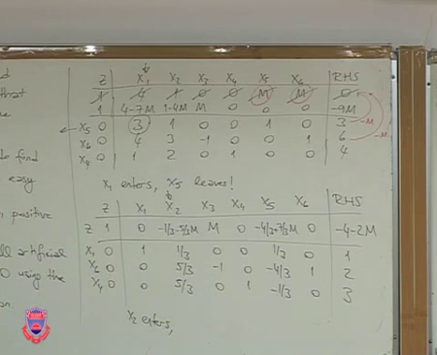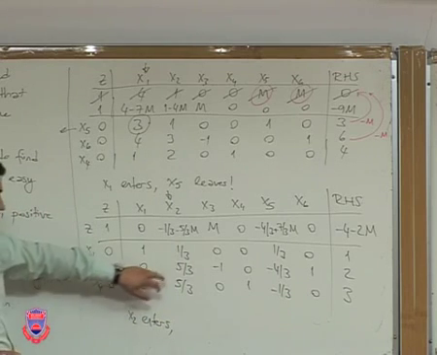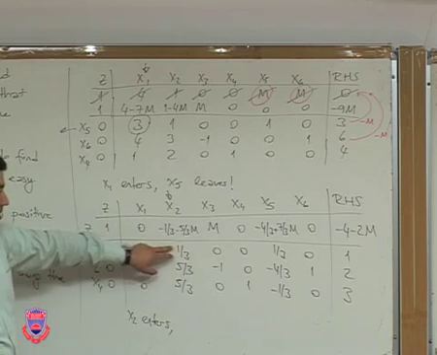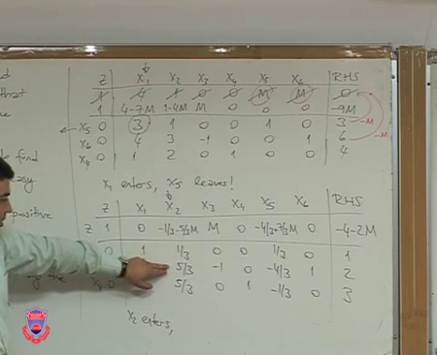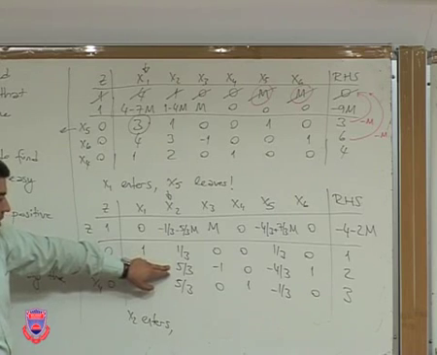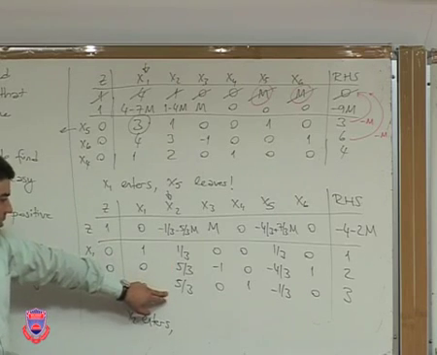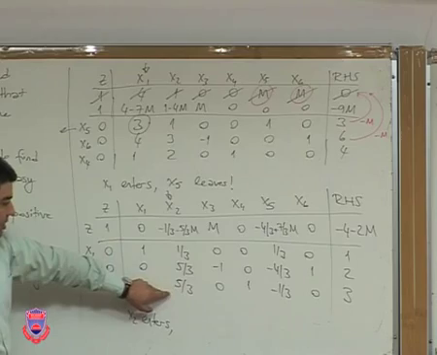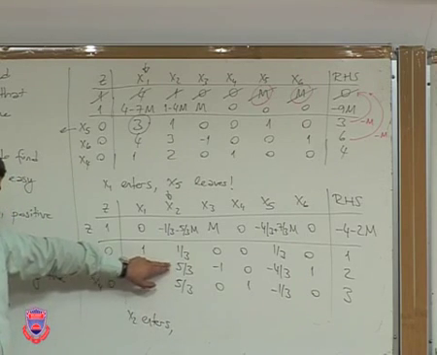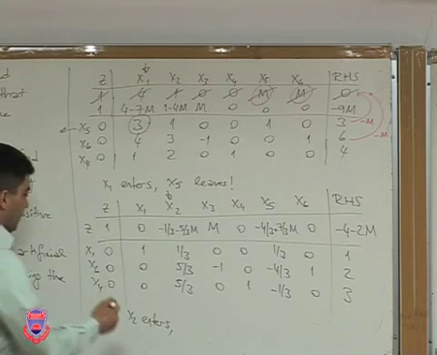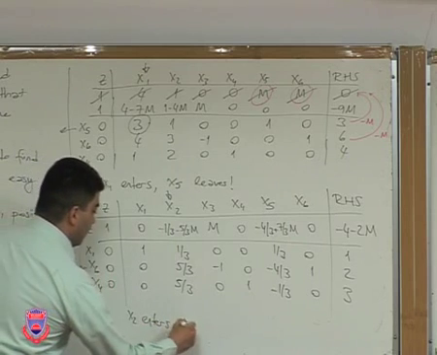Now, what's the leaving variable? Well, I'll just apply the minimum ratio test. Ratio for row 1 is 1 divided by 1 over 3, which is equal to 3. So here I have 2 divided by 5 over 3, which is 6 over 5, which is 1.2. So here I have 3 divided by 5 over 3, which is 9 over 5, which is equal to 1.8. Okay? So this one is the smallest one, basically, right? Okay? So x2 enters and x6 leaves.